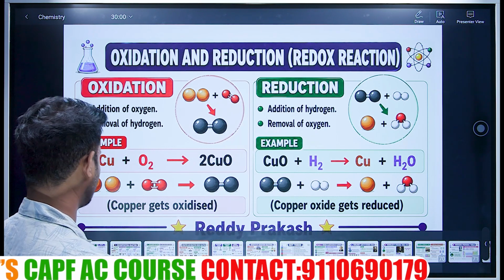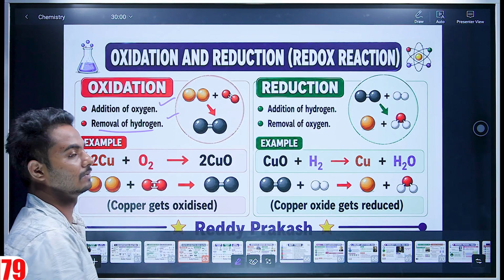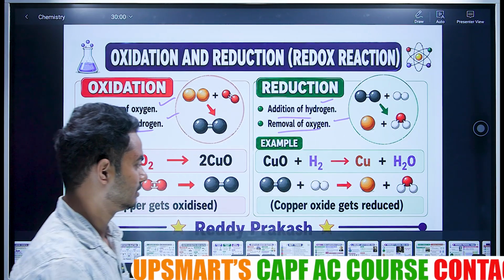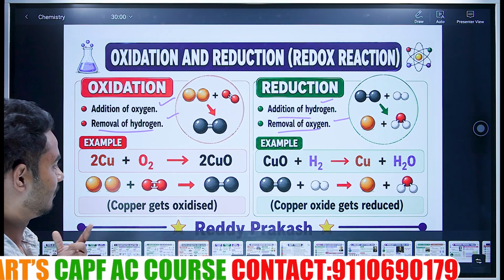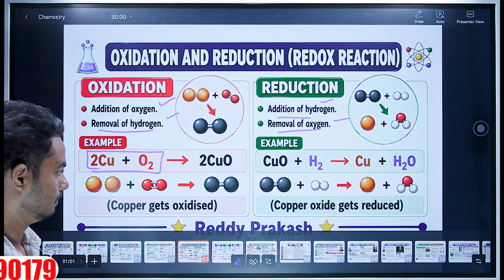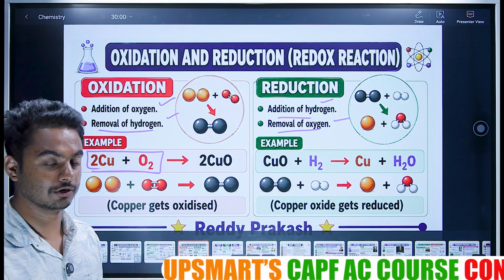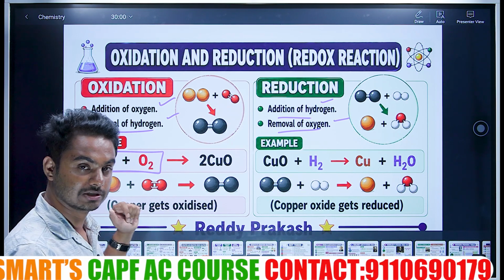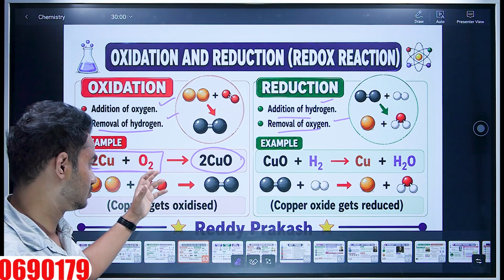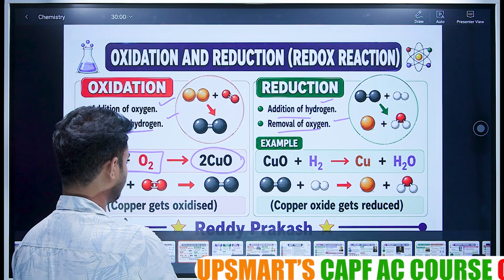We know oxidation refers to addition of oxygen and removal of hydrogen. Reduction means addition of hydrogen and removal of oxygen. See the example now: 2Cu plus O2. You are adding oxygen to copper. When you add oxygen to copper, the oxygen is taken by copper and it becomes copper oxide. Oxygen is being added, so it is called an oxidation reaction. Copper gets oxidized.